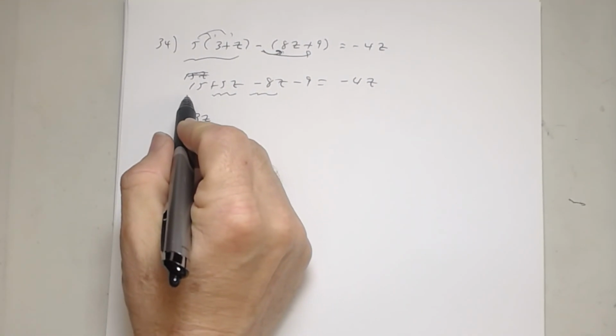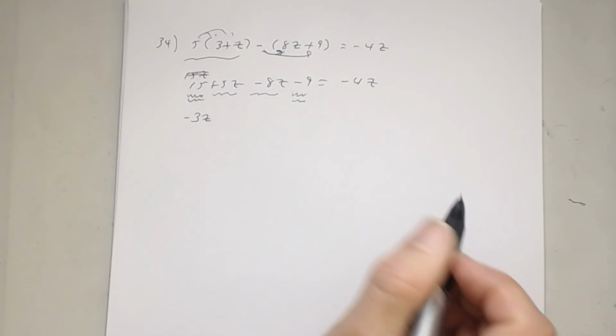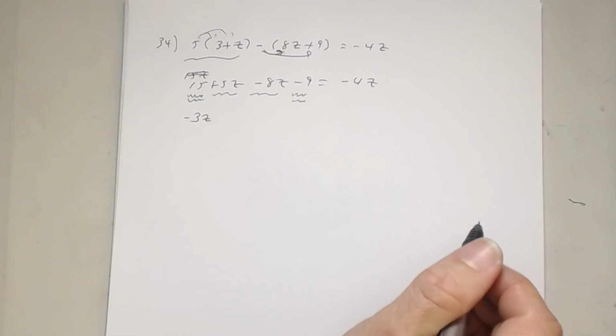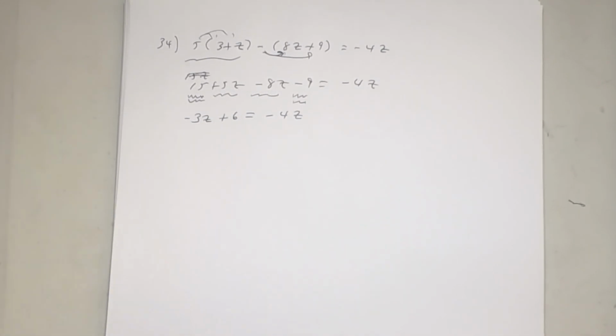Be careful. That's 15 and a negative 9. So what are your constants when combined? Plus 6. All agree? Equal negative 4z. All right, so that's where we're at. And then what's the next step?